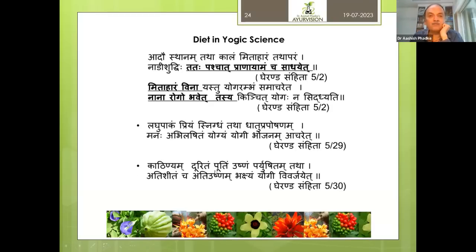Then Katinyam Duritam Puti Ushnam Paryushitam Tatha Atishitam Cha Ati Ushnam Bhaksham Yogi Vivarjet. If it is too tough to eat, you should not eat. Duritam Putim, if it is putrefied, you should not eat. Then Paryushitam, stale, you should not eat. Then Atishitam, very freezing cold, you should not eat. Ati Ushnam, it is too hot, you should not eat. All these should be kept aside by the yoga sadhak.